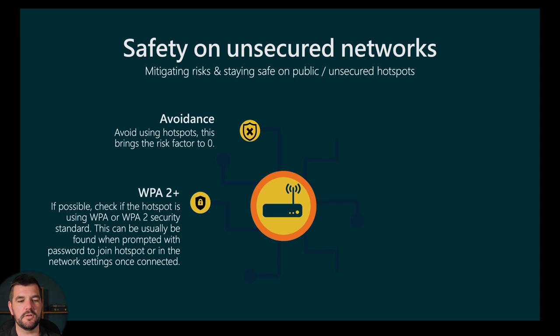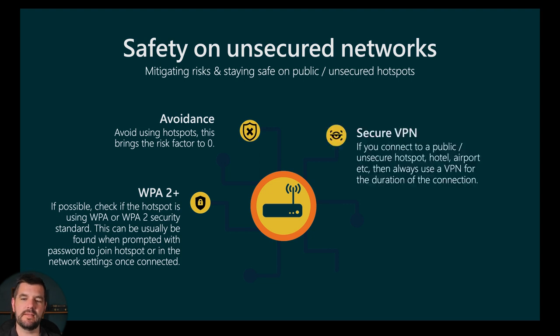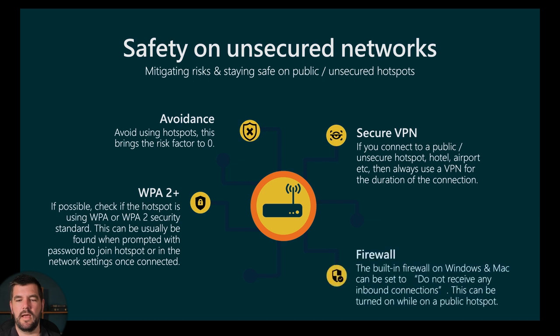If possible, you can check if the hotspot is using WPA, WPA2 security standard. This can usually be found when prompted with the password to join the hotspot, or if you go into the network settings once you're connected, you'll be able to see what kind of protocol security is being used for the Wi-Fi. If you really need to get on this public unsecured hotspot, hotel, airport, etc., then always use a VPN during that connection. And finally, Mac and Windows have a built-in firewall, and that can be set to do not receive any inbound connections. This can be turned on while on a public hotspot. But really, if we go back to step one, you really want to avoid public unsecured networks at all times.